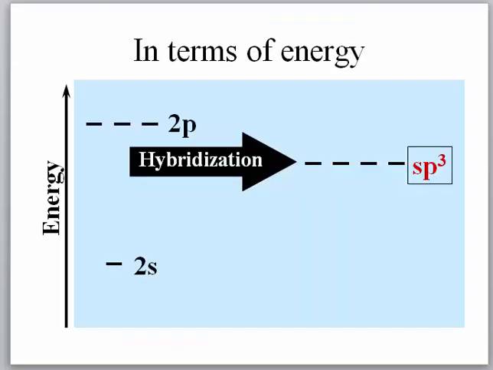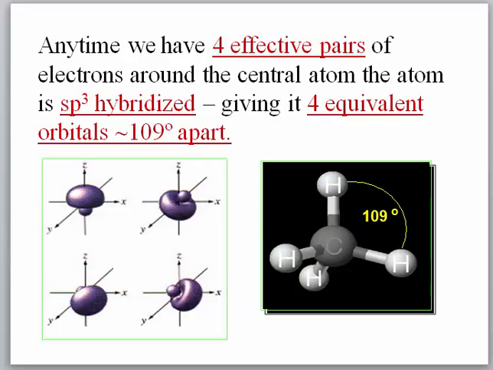In terms of energy, your S is lower than your hybridized orbitals, but your P by itself, your unhybridized, if you had one later on, would be higher in energy. So the sp3 hybridization has an energy in between the S and the P. Anytime you have 4 effective pairs, 4 equal bonds, 109.5, sp3 hybridized.